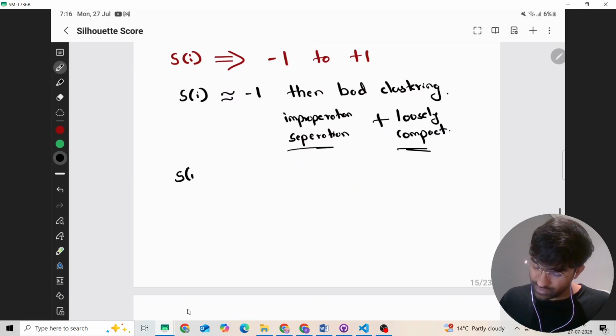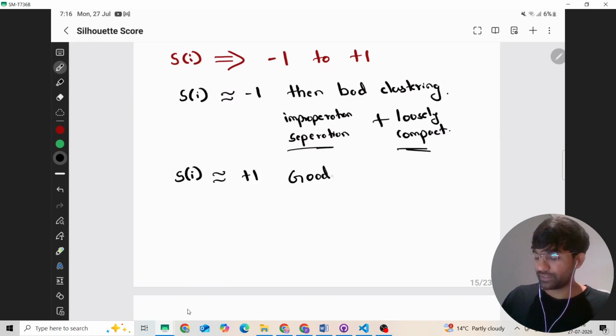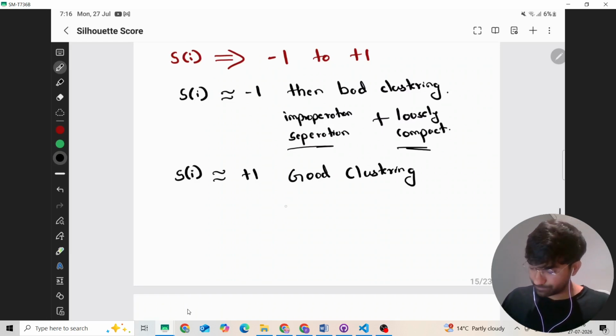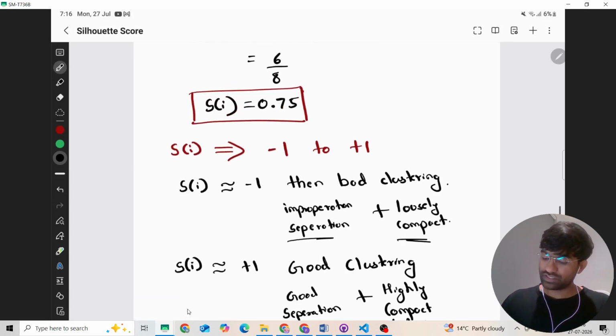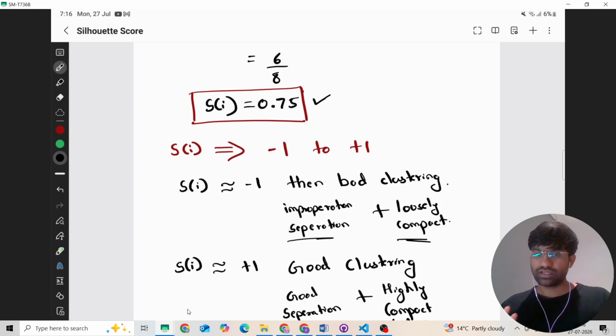If the Silhouette score is approximately +1, then it is a good clustering. That is good separation plus highly compact clusters. So here we got a Silhouette score of 0.75, which means the clustering is good. Okay, so this is the theory concept of the Silhouette score.